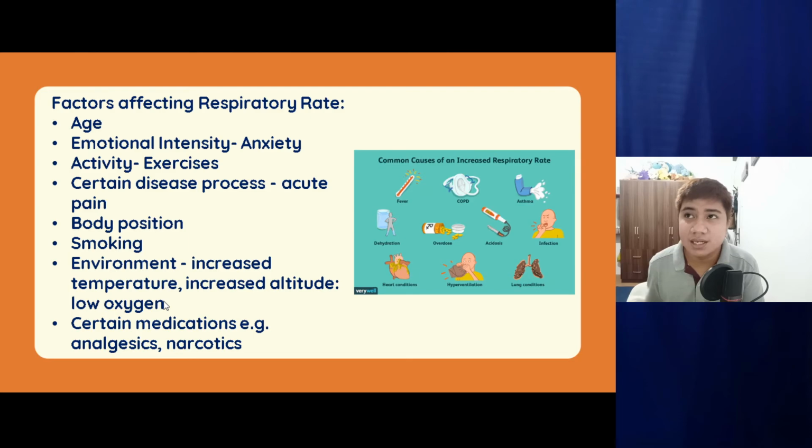Environment, for example, when you climb a mountain, the presence of oxygen decreases. So chances are your breathing becomes heavier. The higher the altitude, the lower the oxygen. And also, we have your medications. Drugs that will affect your breathing. Okay?